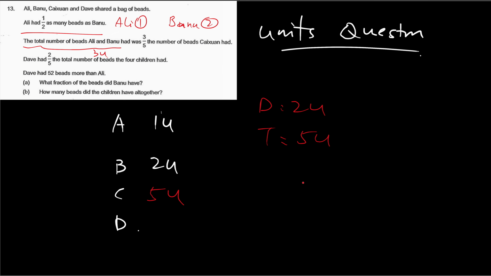So in a way, your total here is not enough to accommodate this ABCD. Based on Dave had 2/5 the total number of bits the 4 children had, Dave is 2U, then the total will be 5U. But this 5U is not enough to accommodate even ABC. So definitely it's not 5U, it's more than 5U.